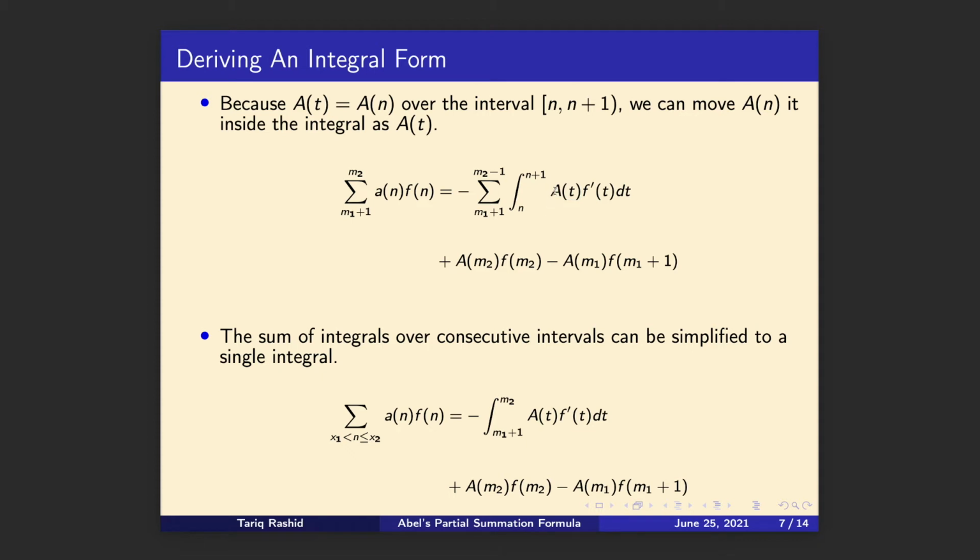The next useful technique is to notice that this is from n to n plus 1, but we're summing lots of these integrals from m1 plus 1 to m2 minus 1. So we've got a sum of consecutive integrals. So we can simplify that into one integral that goes from m1 plus 1 all the way up to m2 minus 1. So we can do that. And that's what we've done here.